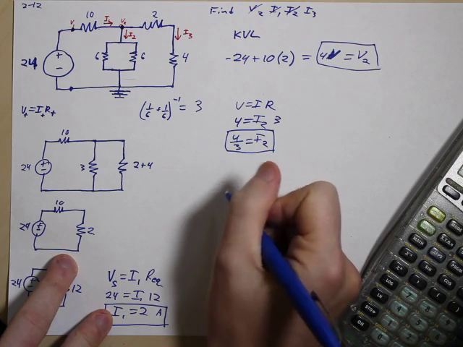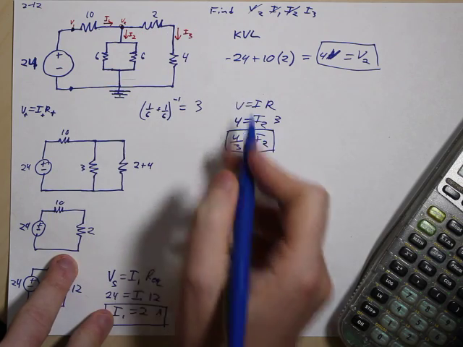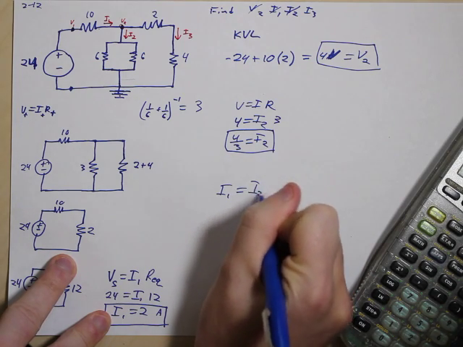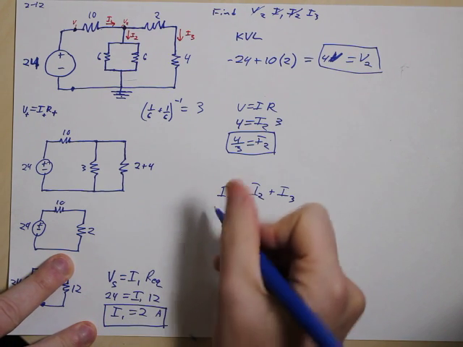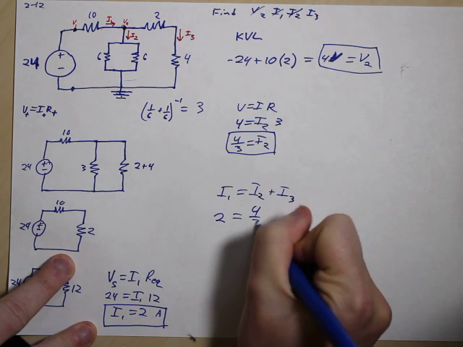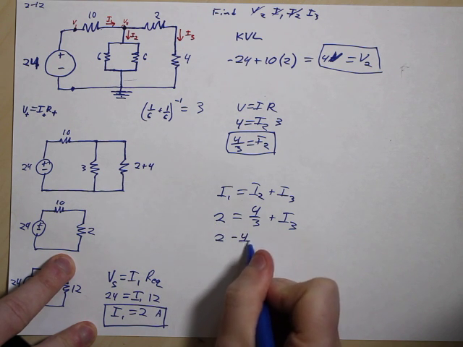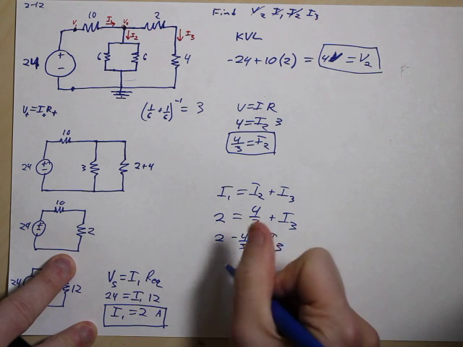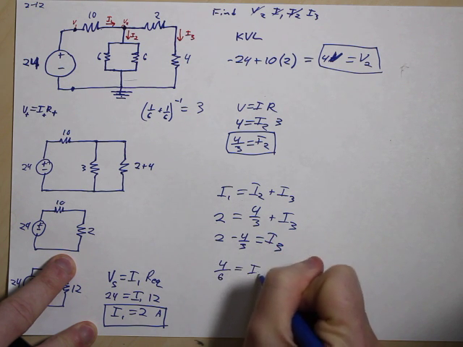And now we're going to have I3. So let's go for I3. Okay, multiple ways to solve this. I like Kirchhoff's current law here. So we have I1 equals I2 plus I3. Let me move that away. And so we already have 2 equals I2, which is 4/3, plus I3. So 2 minus 4/3 equals I3. 2 minus 4/3 equals what? 4/6 equals I3.